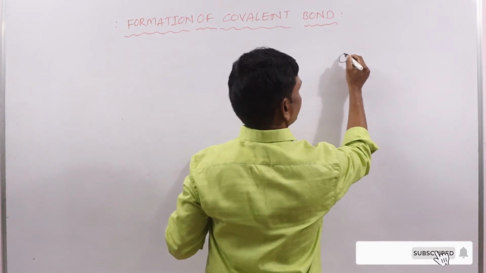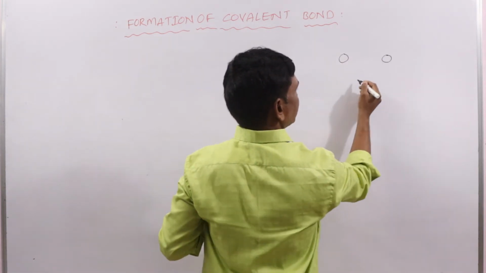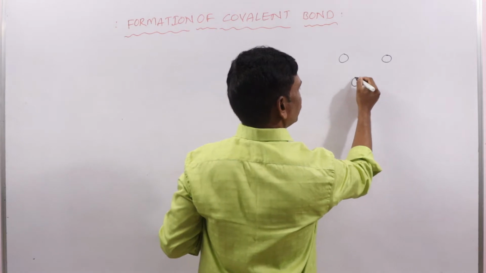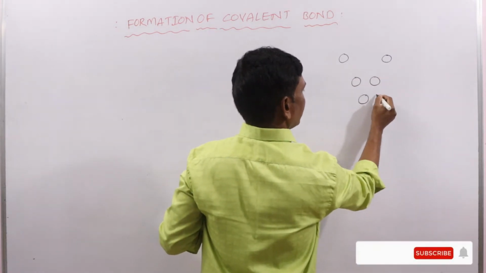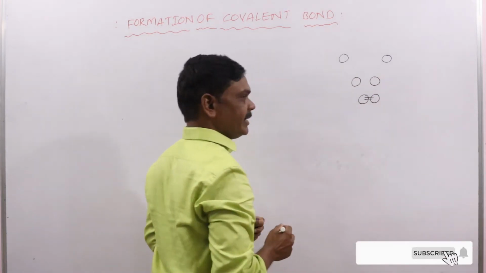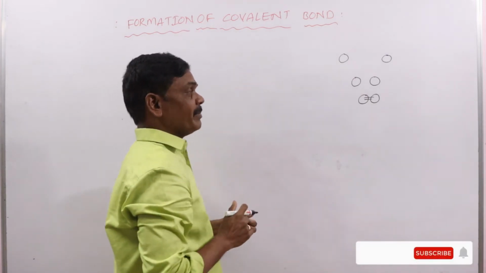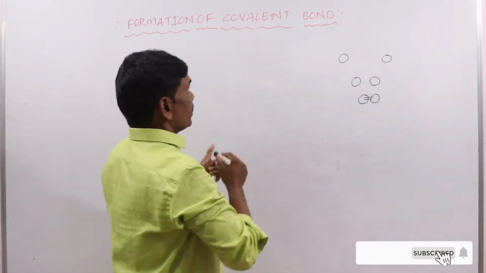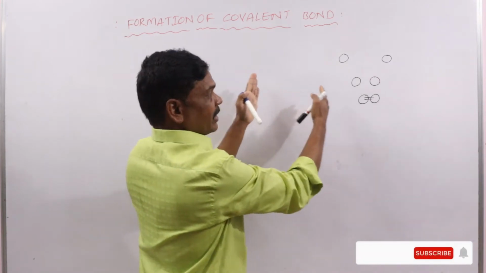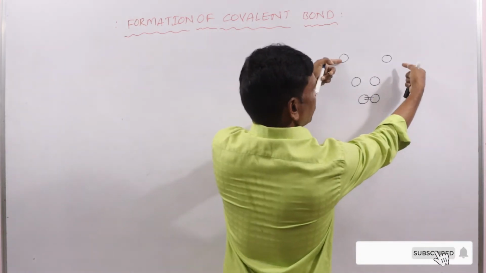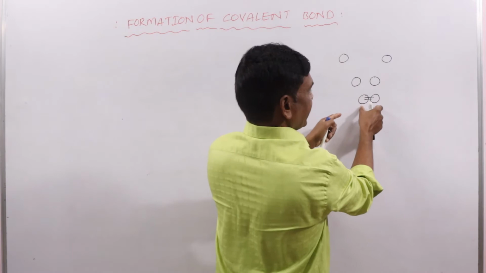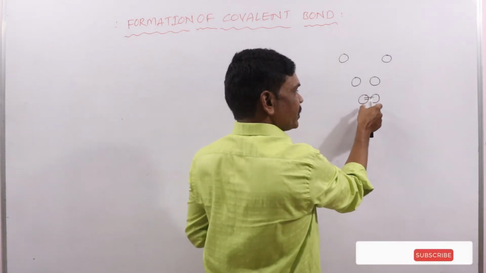For example, these are two atoms. They are approaching each other. So now the formation of a bond takes place between these two atoms. That is the formation of a covalent bond. In general, two atoms approach each other and finally a bond is formed between them.